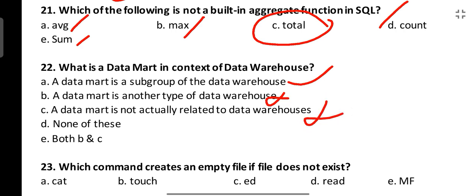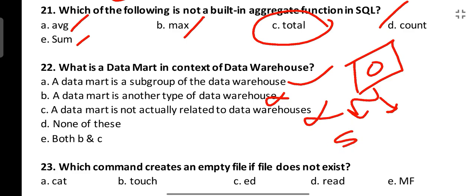So what is a data mart actually? The data warehouse is data about the full organization. Let's say we want to have separate data for the sales department, for the PO department or purchase order department. So these are different data marts. These are part of the data warehouse only, or a subgroup of the data warehouse.